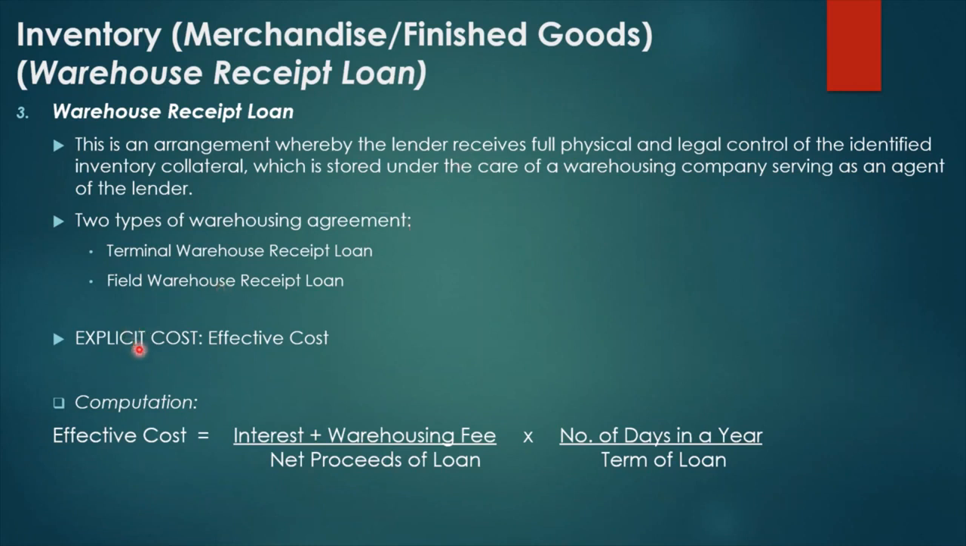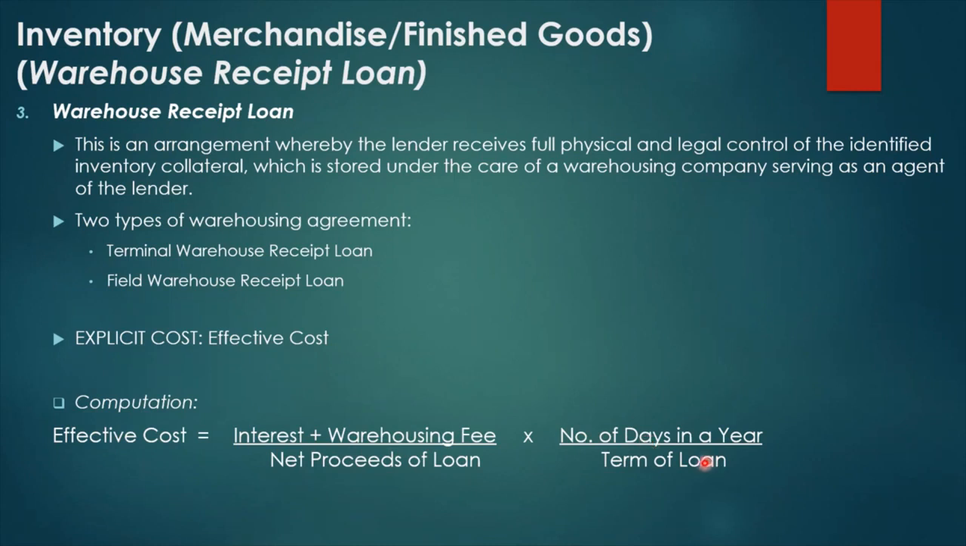Now, anong mga explicit cost ng warehouse receipt loan? Effective cost. Kung saan ang computation niya is interest plus warehousing fee divided by the net proceeds of the loan, times the number of days in a year divided by the term of the loan.